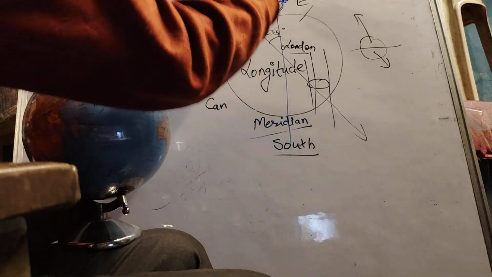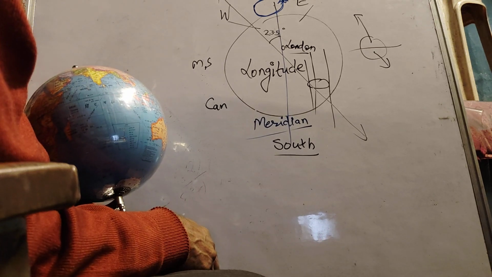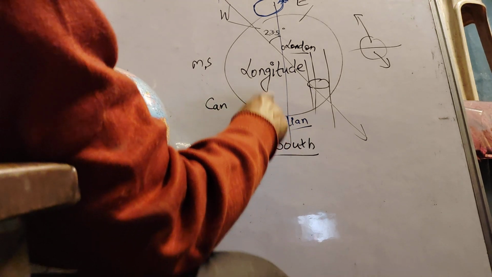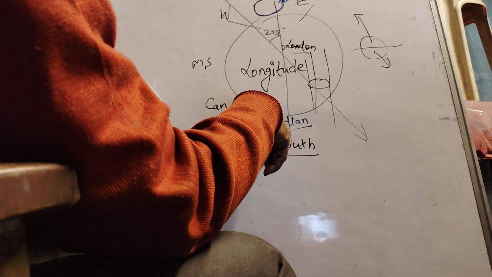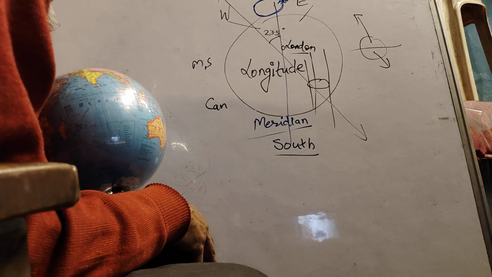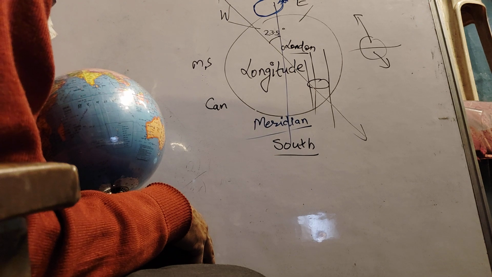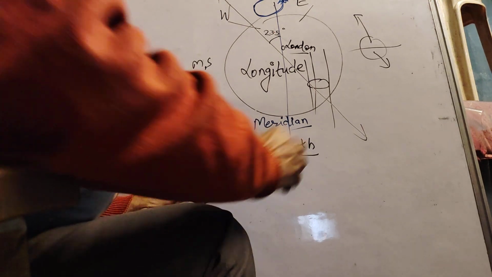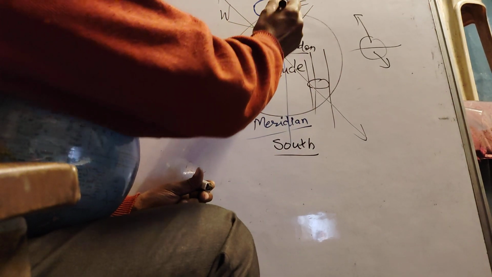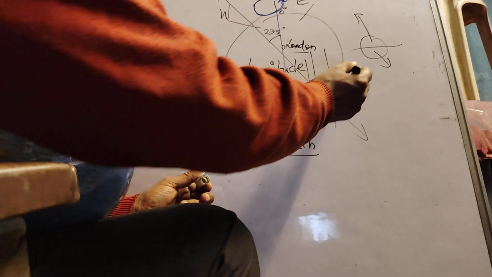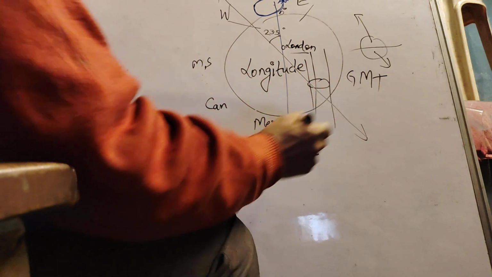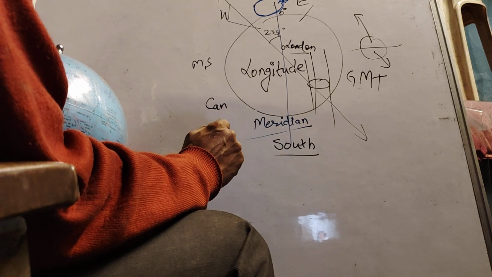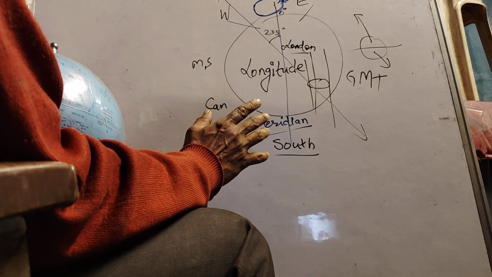What is the name of this vertical line? Meridian. The 0 degree longitude line is called GMT, Greenwich Mean Time. GMT passes through London, and it is called the 0 degree line. This is the timeline of the whole Earth, and it starts from 0 degree, that is London.